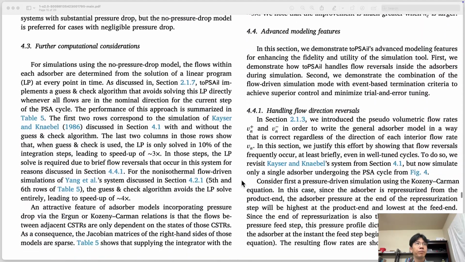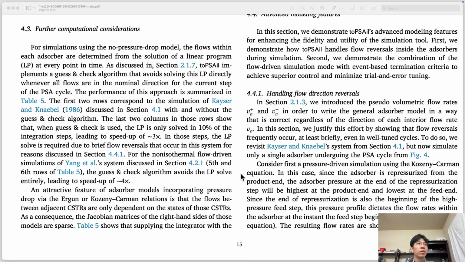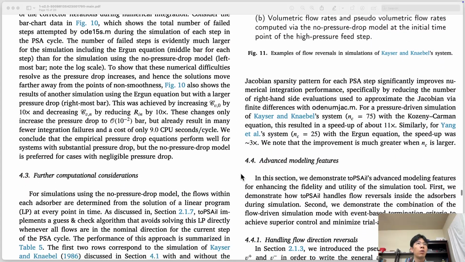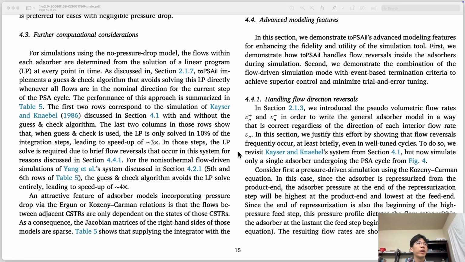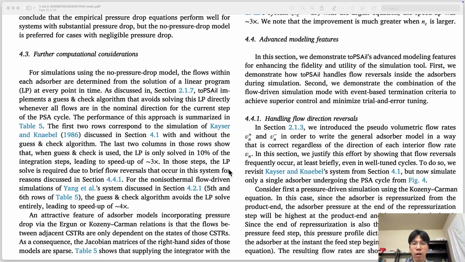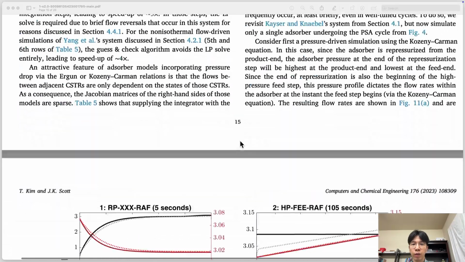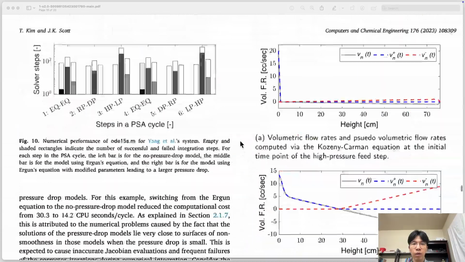And we also considered further computational aspects here. When we talk about further computational considerations, we're trying to speed up the integration, and one way to do that is to provide some Jacobian information for the ODE15s solver. So we actually provided the Jacobian sparsity pattern, which significantly improved the numerical integration time, which we're able to see from the table.